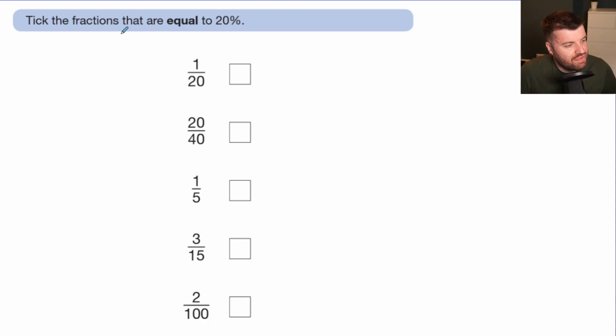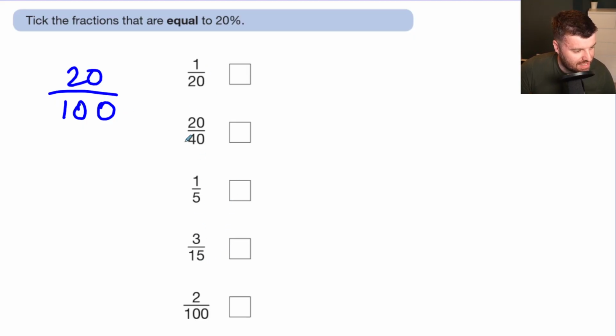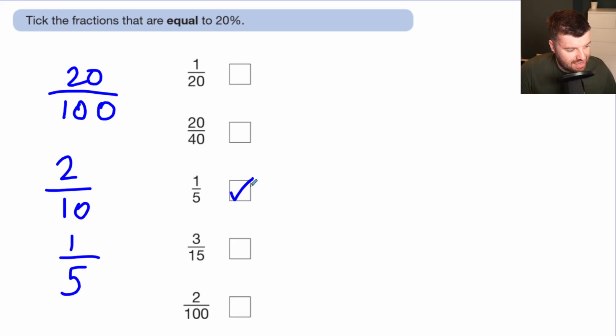Next up, tick the fractions that are equal to 20%. So straight away, 20%, 20 per 100, 20 out of 100 is the fraction we're looking for. But of course it's not there. That would be too easy, wouldn't it? So let's simplify this. 20 out of 100 is the same as 2 out of 10. But that's not there either, my goodness me. And we can simplify again by halving both of these. It's 1 out of 5. There we go. Finally, 1 out of 5.